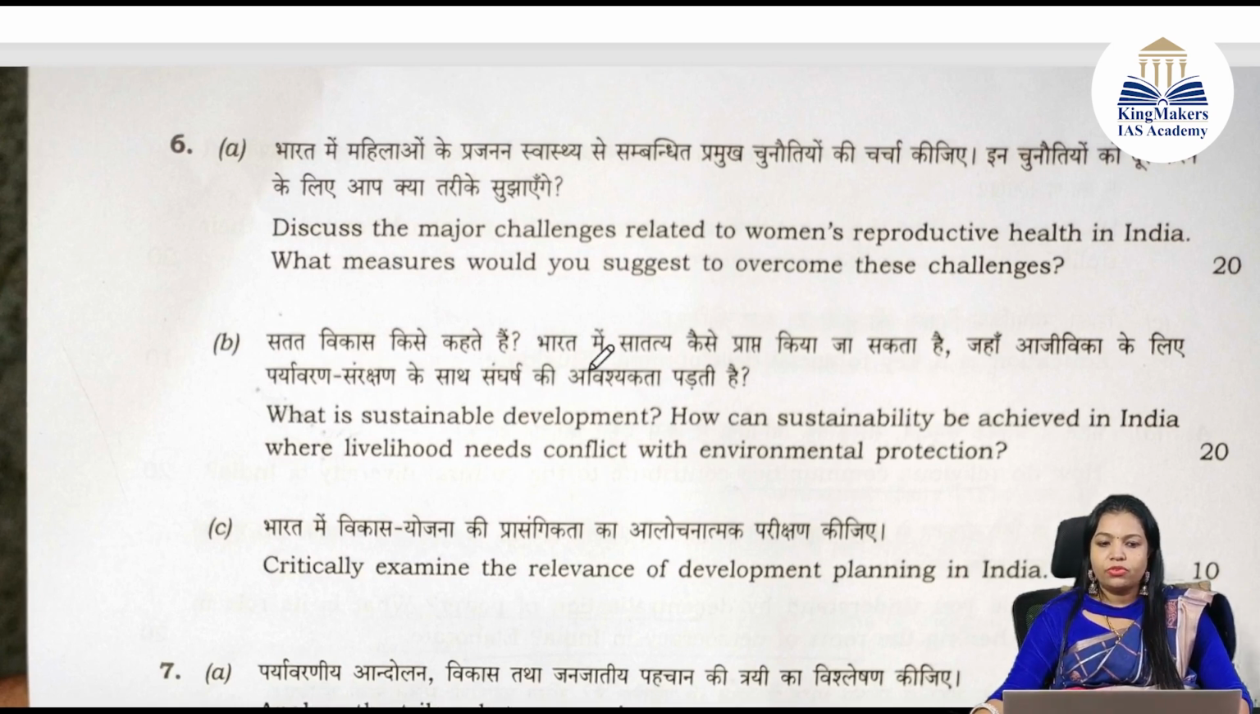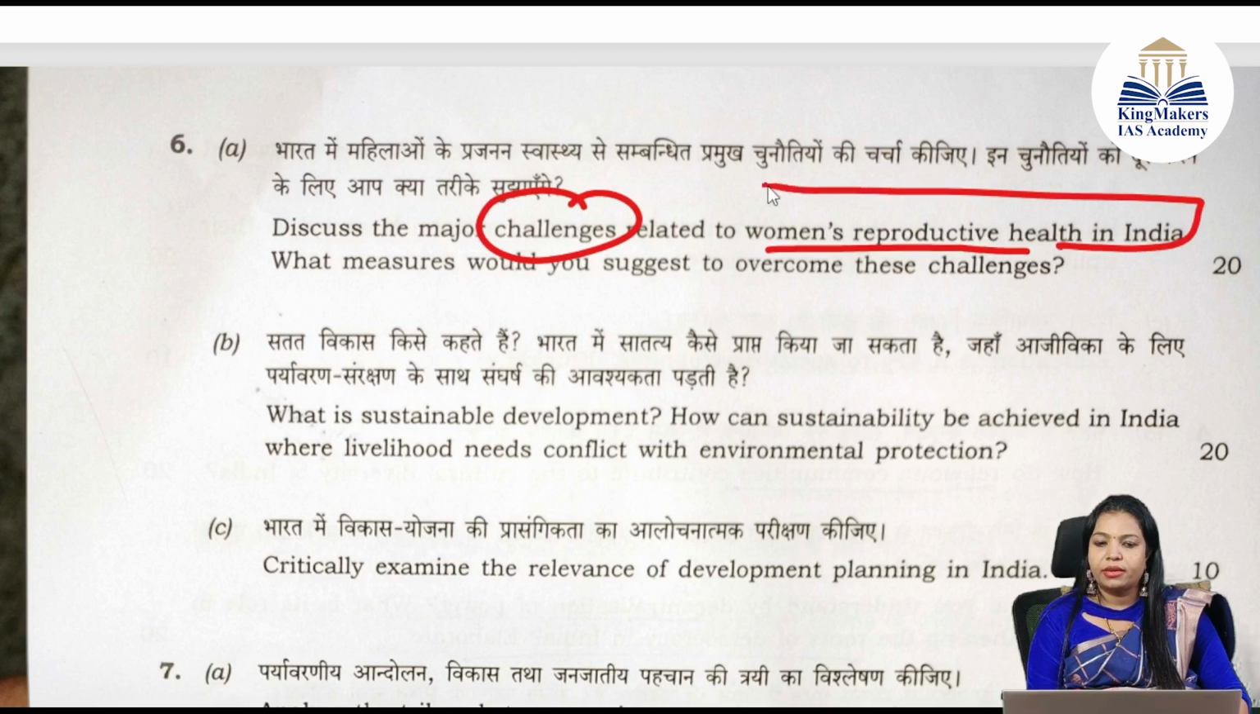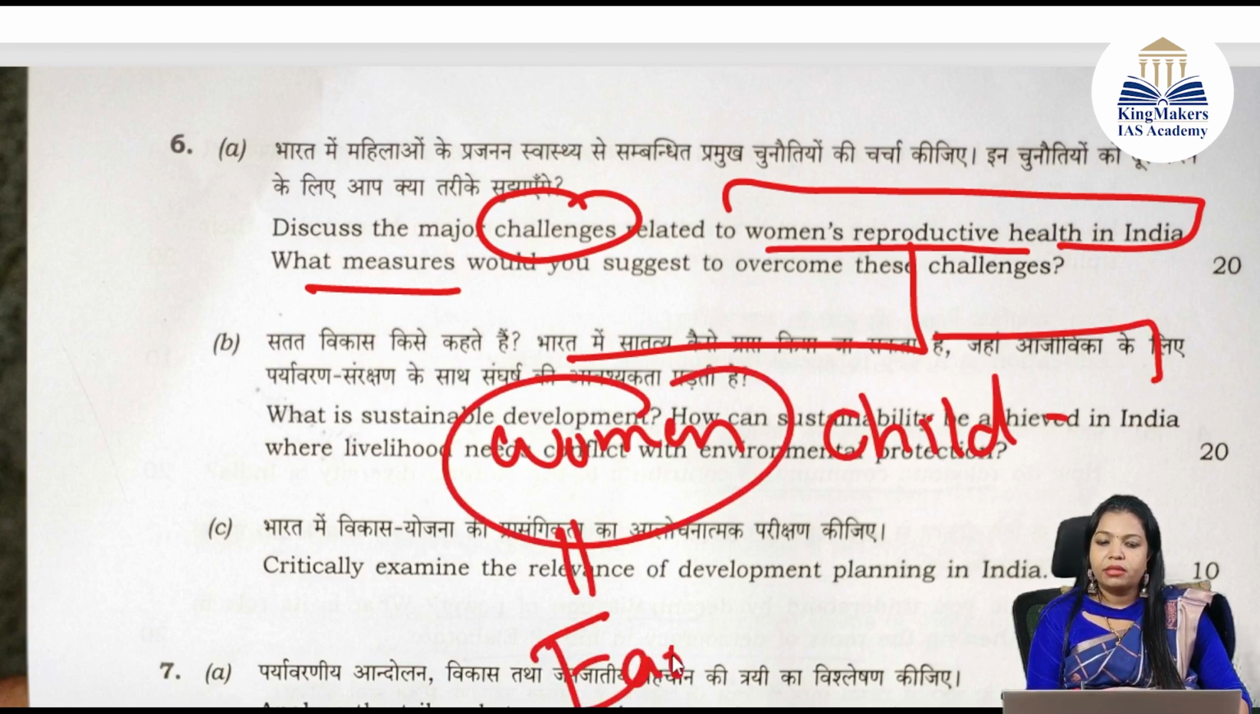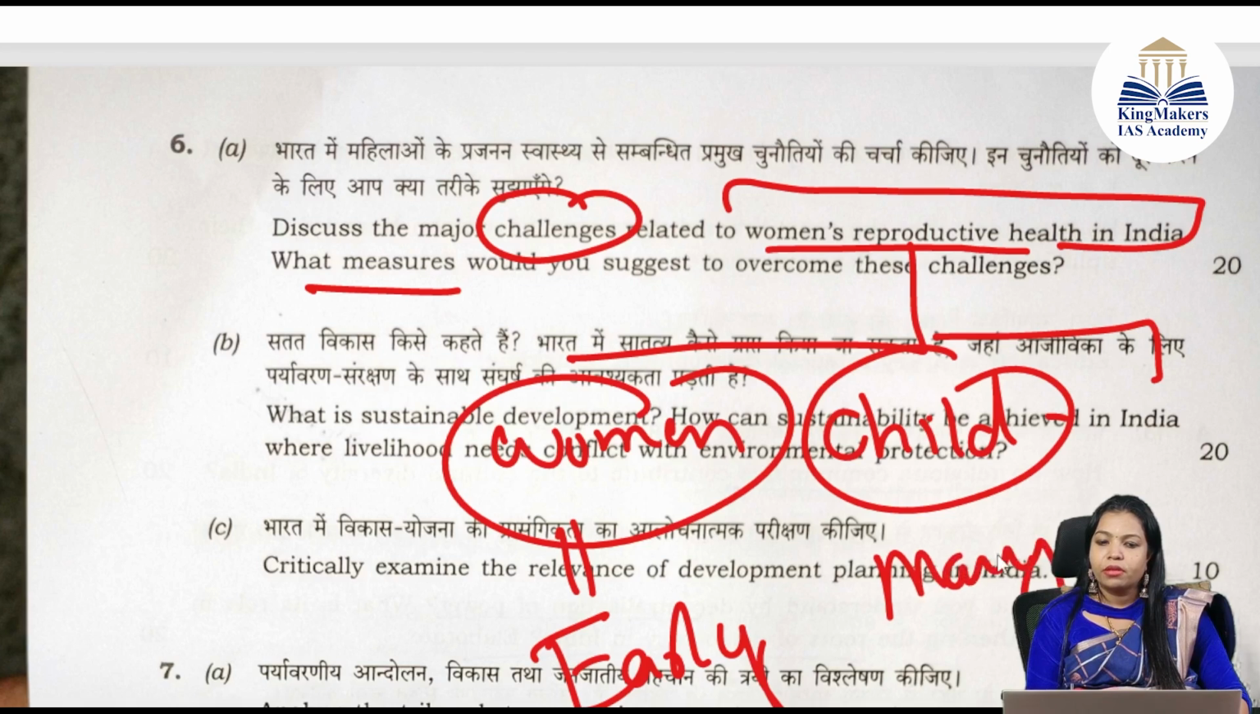Next, sixth question. Discuss the major challenges related to women's reproductive health in India. And what measures would you suggest? Okay, so women's reproductive health in India. Women and child, correct? Challenges would be early marriages. Because of that, the reproductive health of the woman is suffering. Having many children. Please don't forget to add surrogacy.